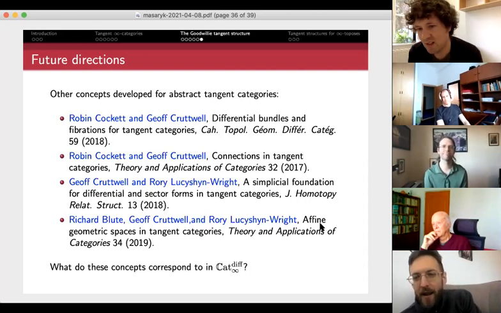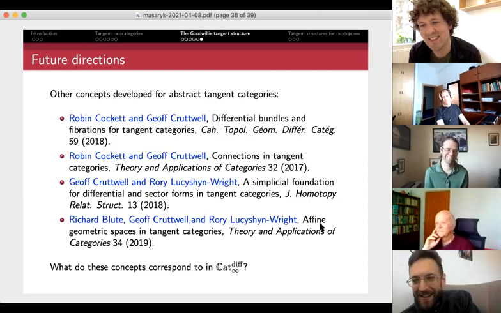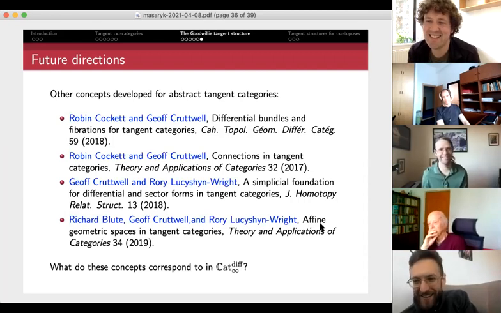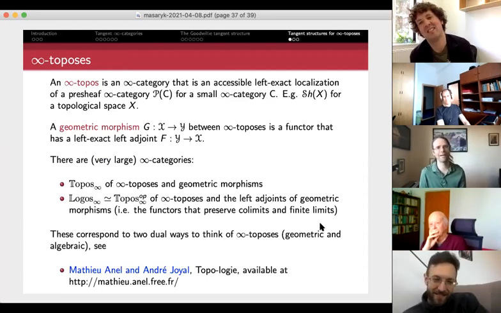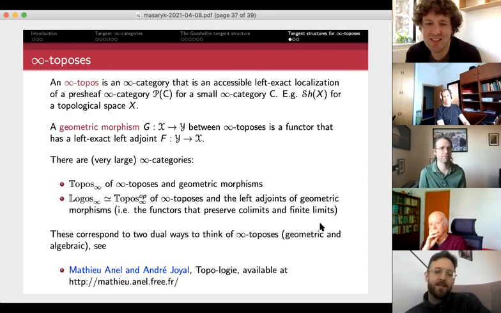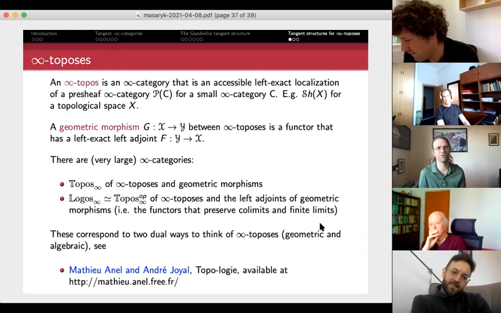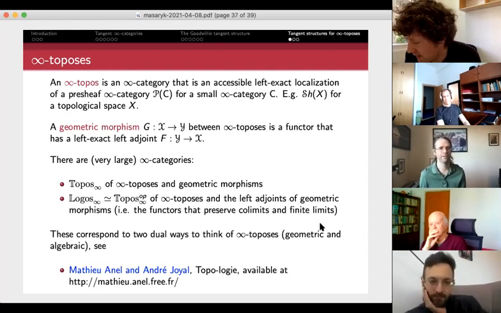I mean, if nobody has questions, in that case I would like to ask what the last 3 slides say. Okay, well, I can. Let me try to summarize these last 3 slides, and they are about infinity toposes and 2 tangent structures on the infinity category of infinity toposes.